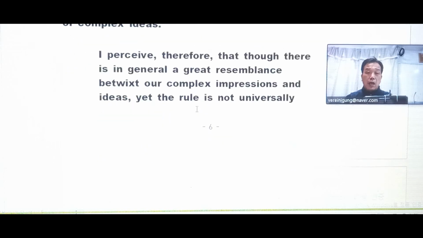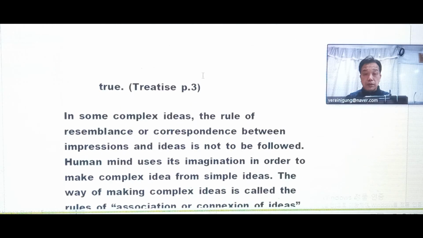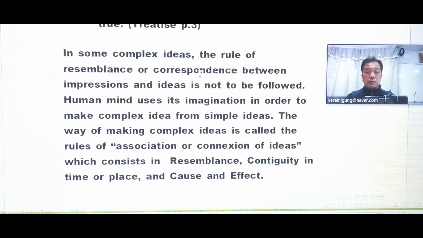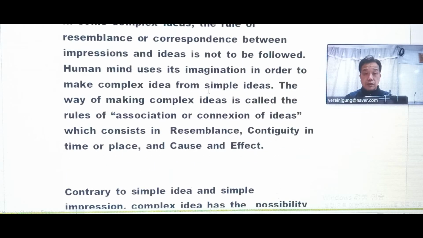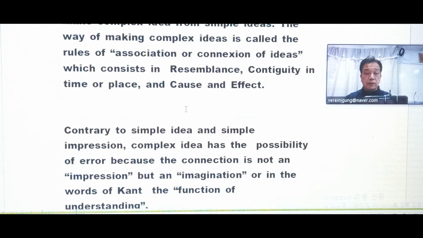Hume's words: I perceive, therefore, that though there is in general a great resemblance betwixt our complex impressions and ideas, yet the rule is not universally true. Treatise, page 3. In some complex ideas, the rule of resemblance or correspondence between impression and idea is not to be followed. The human mind uses its imagination in order to make complex ideas from simple ideas. The way of making complex ideas is called the rules of the association or connection of ideas, which consist in resemblance, contiguity in time and place, and cause and effect.